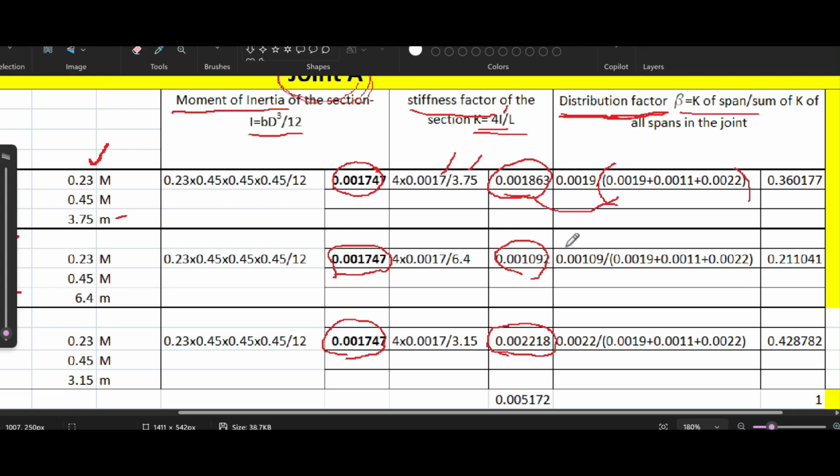These values are here. The same thing is here. On calculating these, we are getting this value, 0.360177, which is called the distribution factor, which is more important for the next calculation.